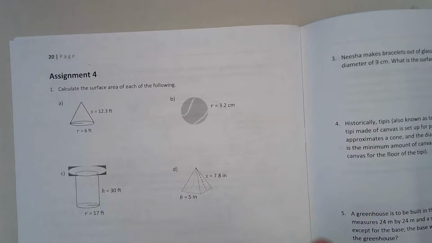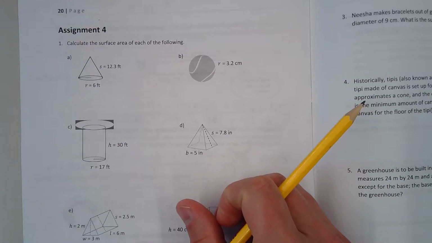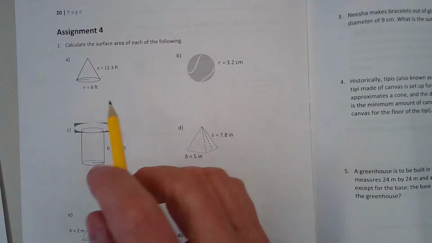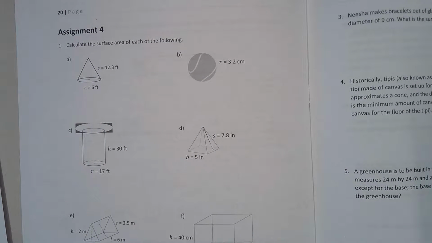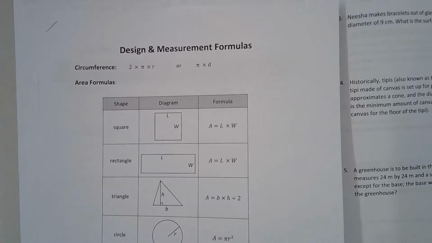Okay, assignment 4, page 20. We'll just look at these ones, and then I'll give you time to work on the word problems. So it says, calculate the surface area of each of the following. The first and most important thing is you've got 3 pages of formulas.